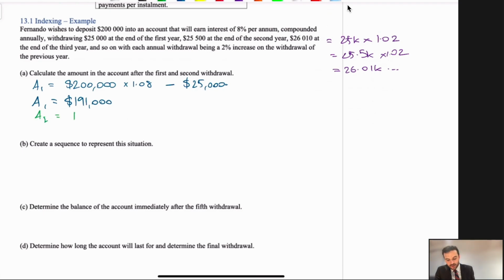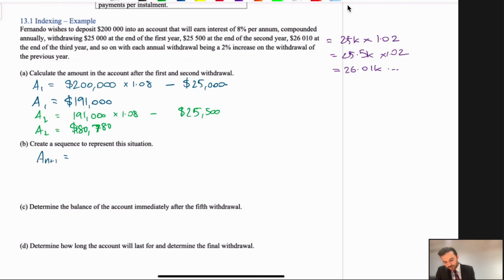Now A2, we get that A1 balance, we times by 1.08, and what are we drawing out at the end of the second year? We're drawing out more money. We're drawing out $25,500 to keep in line with indexing and inflation. A2 is going to now be $180,780. There we go. Now, we're going to make this into a sequence because they might be asking for a value down the track. So let's use this rule.